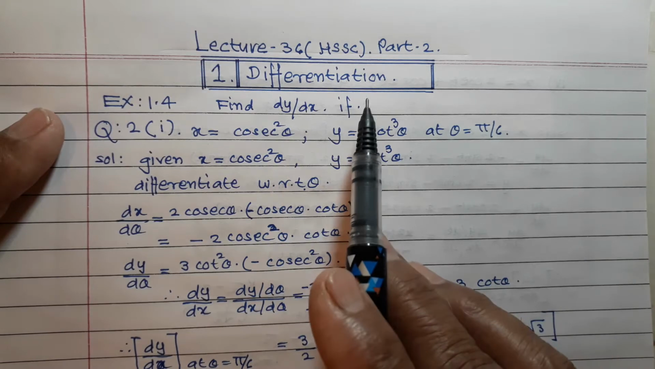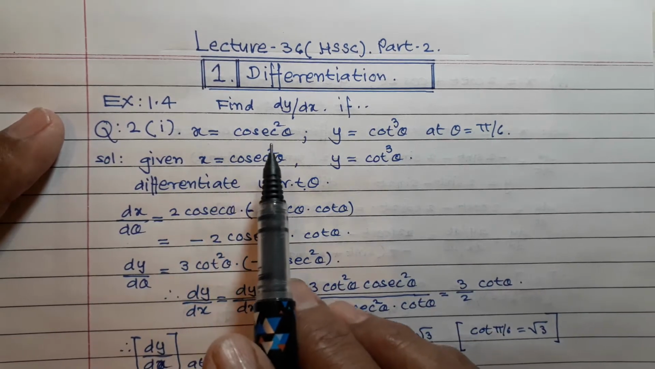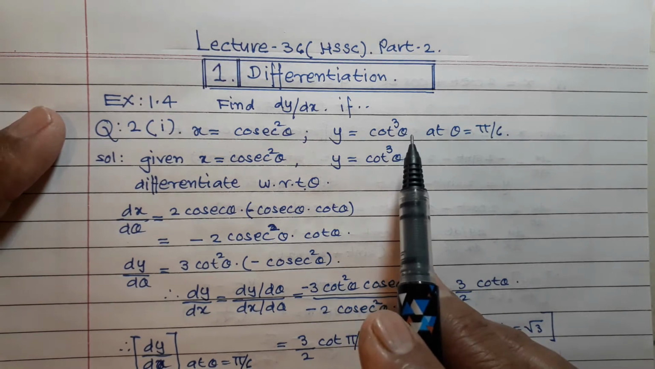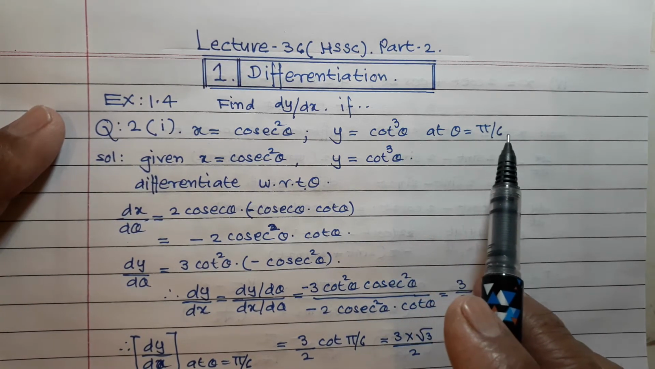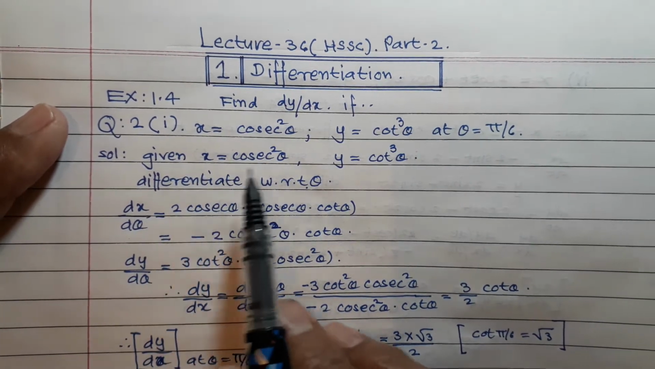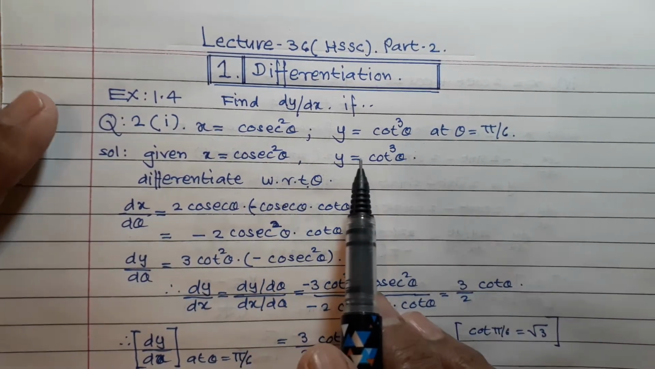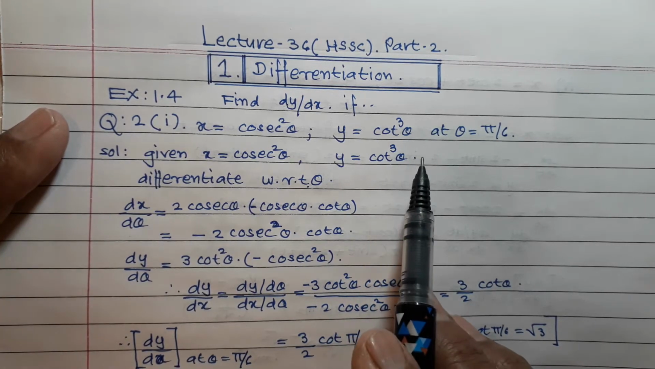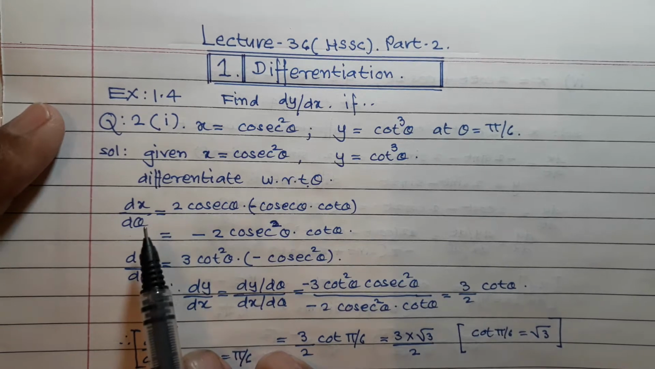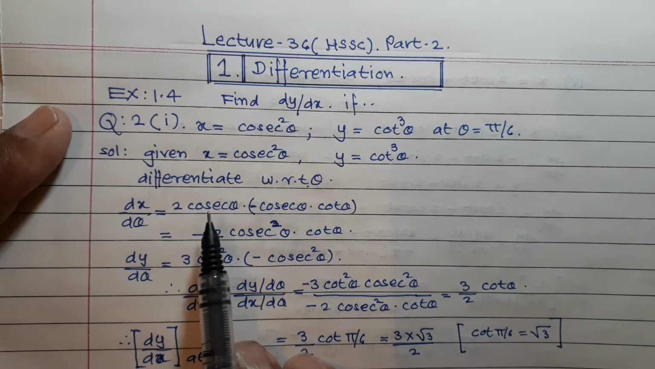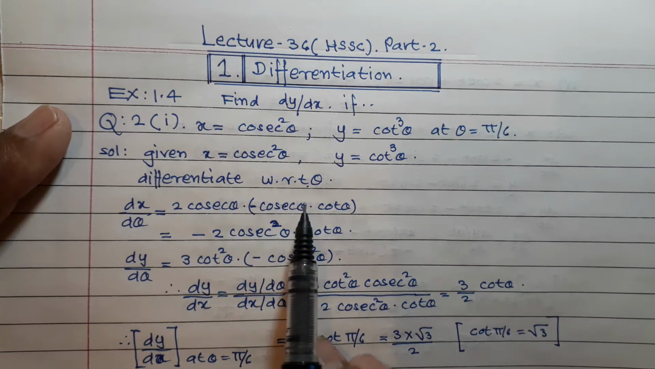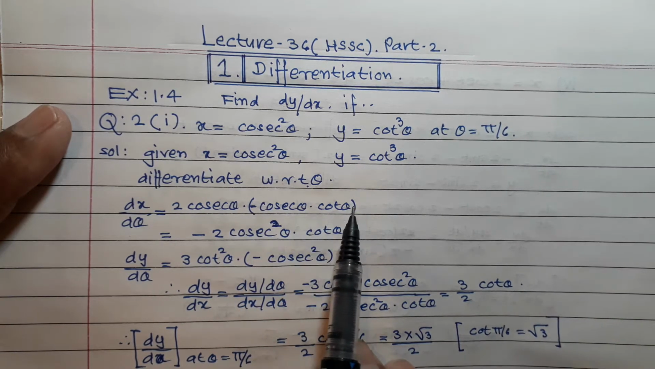Find dy/dx if x = cosec² θ, y = cot³ θ, and θ = π/6. Solution: given x = cosec² θ, y = cot³ θ, differentiate with respect to θ. dx/dθ = 2 cosec θ into bracket minus cosec θ cot θ.